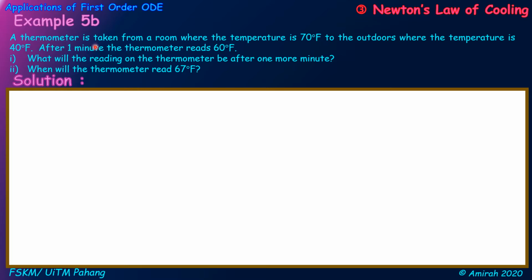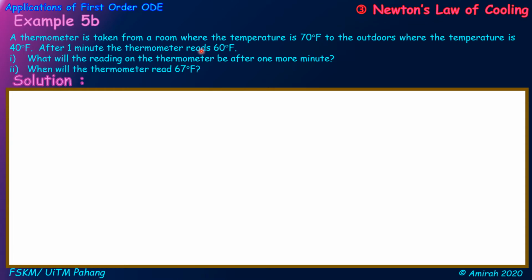A thermometer is taken from a room where the temperature is 70 degrees Fahrenheit to the outdoors where the temperature is 40 degrees Fahrenheit. After 1 minute, the thermometer reads 60 degrees Fahrenheit. Number Roman 1, what will the reading of the thermometer be after 1 more minute? Number Roman 2, when will the thermometer read 67 degrees Fahrenheit?